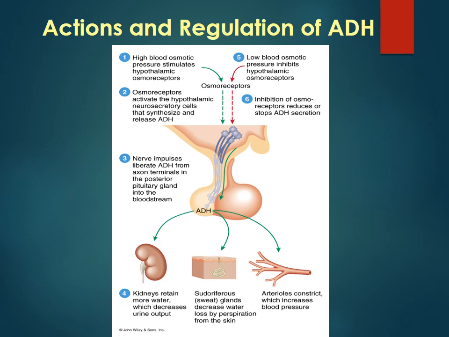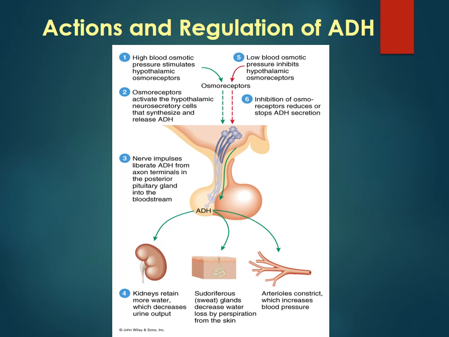Again, the actions and regulation of ADH. Number 1, high blood osmotic pressure stimulates hypothalamic osmoreceptors. Then number 2, osmoreceptors activate the hypothalamic neurosecretory cells that synthesize and release ADH. Number 3, nerve impulses liberate ADH from axon terminals in the posterior pituitary gland into the bloodstream. Then its effects would be number 4: kidneys retain more water, which decreases urine output. Then sudoriferous glands decrease water loss by perspiration from the skin. Then arterioles constrict, which increases blood pressure.